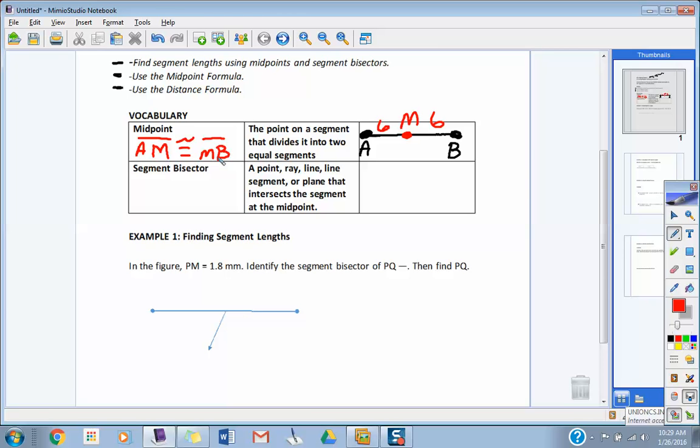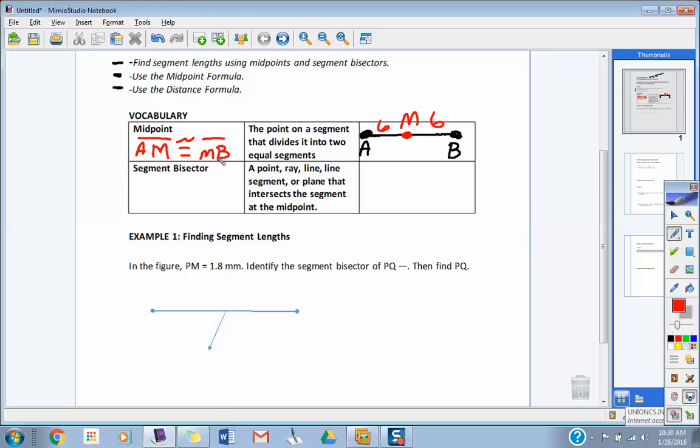Okay? All right, then, guys, a segment bisector. A segment bisector is any point, ray, line segment, or plane that intersects a segment at the midpoint. Here I put a point in here, right? What's happening down here? Is that just a point, or are they using a ray to divide that up? They're using a ray, aren't they? Okay. So a segment bisector is anything that creates a midpoint.